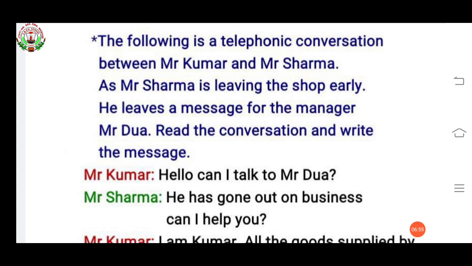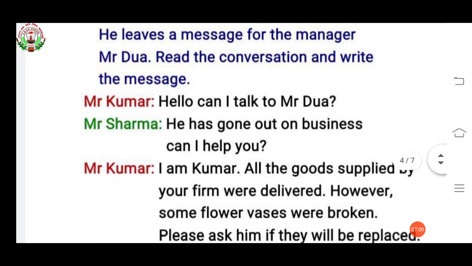Now see, who is writing the message? Mr. Sharma is writing the message for whom? For Mr. Dua. Now see, Mr. Kumar calls: hello, can I talk to Mr. Dua? Mr. Kumar wants to talk to Mr. Dua, but he was not available. So Mr. Sharma received the call. He said he has gone out on business. Can I help you?